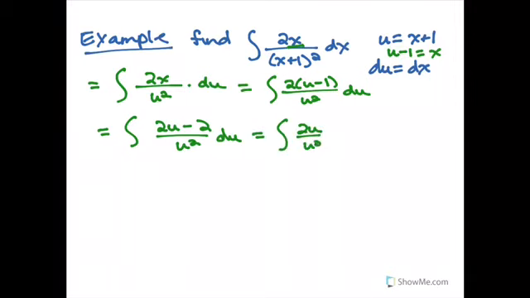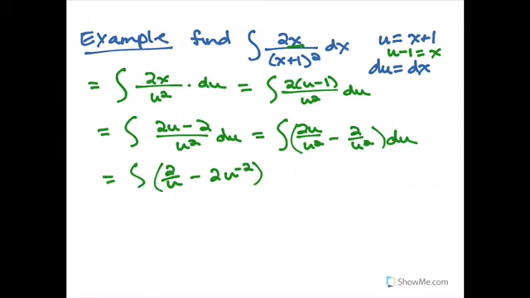So this is 2u over u squared minus 2 over u squared, which we will simplify and rewrite as 2u over u squared would be 2 over u, minus 2u to the negative 2. Now, why did I leave that as 2 over u instead of 2u to the negative 1? Because it's going to give natural log as the antiderivative.